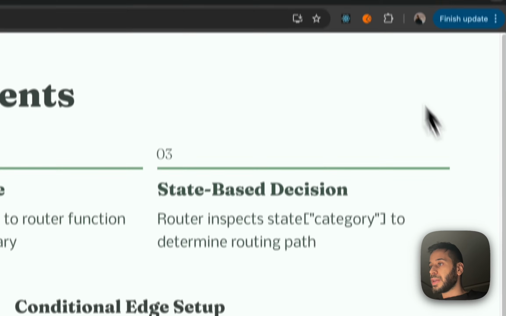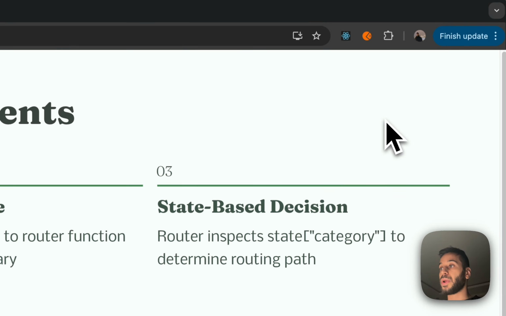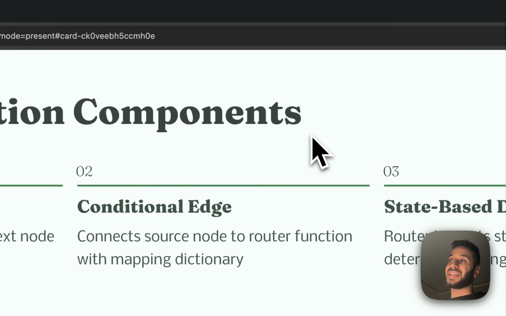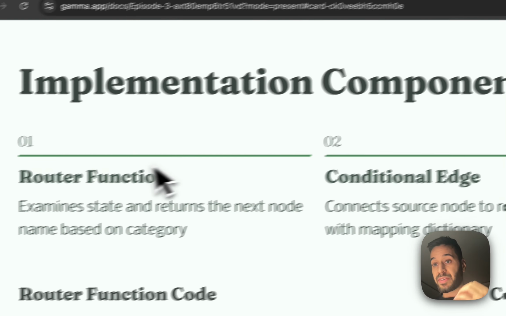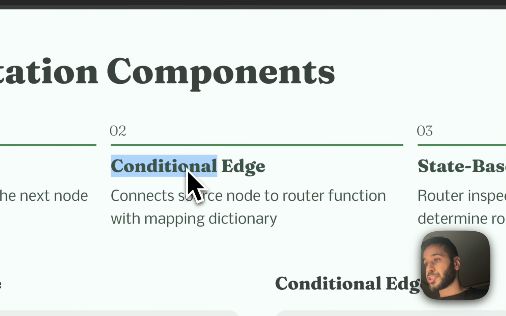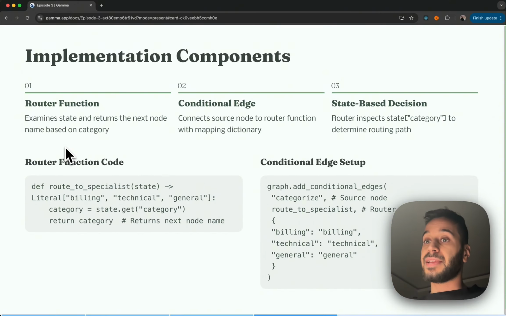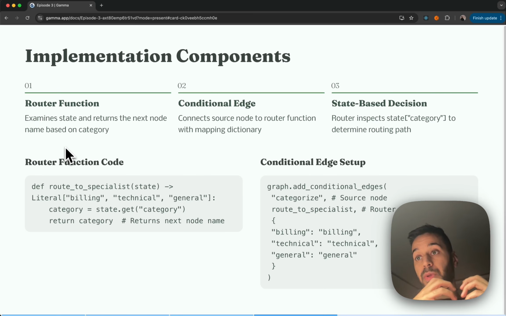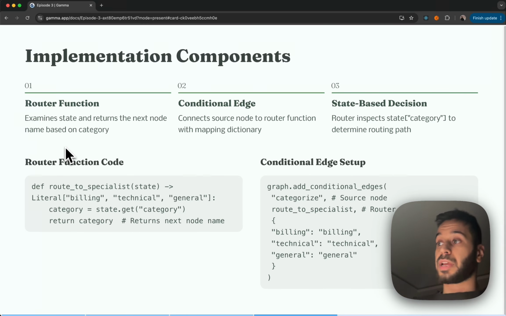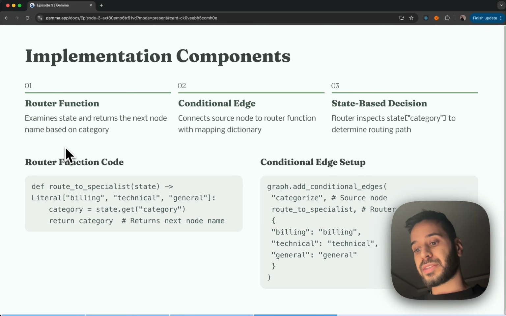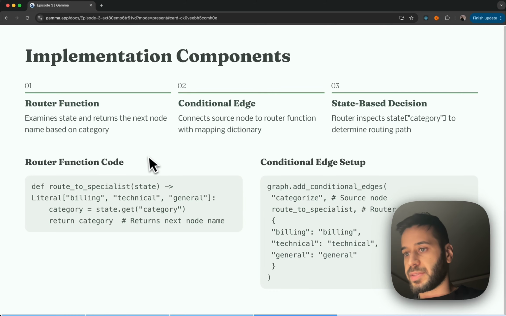So now let's see how this looks in LangGraph. What are the main concepts in LangGraph that support this? We have a router function, a conditional edge, and a state-based decision. The router function examines the state and sees where we need to route the execution next. The conditional edge is not just one edge from one node to another, it's actually multiple edges, and based on the routing decision, we use the edge that we route the execution through. And the state-based decision is basically the state.